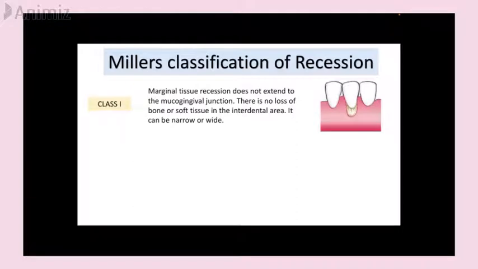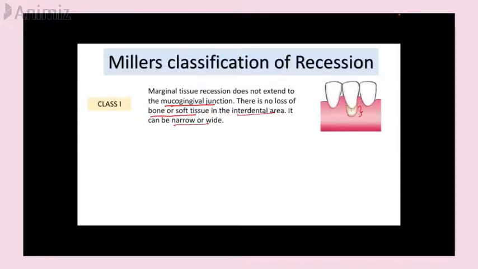There are mainly 4 classes in Miller's classification. In class 1, marginal tissue recession does not extend to the mucogingival junction and there is no loss of bone or soft tissue in the interdental area, and it can be narrow or wide.